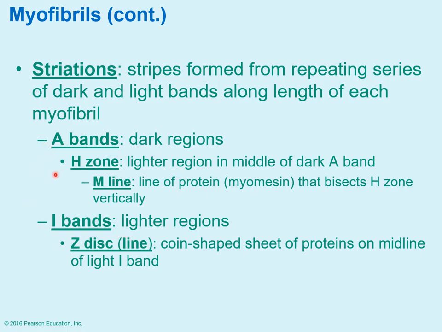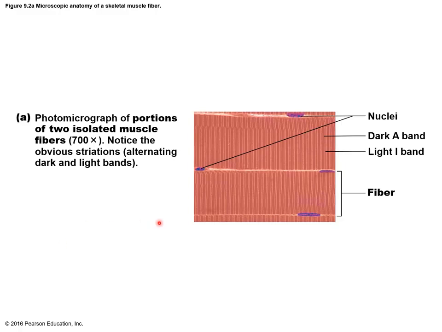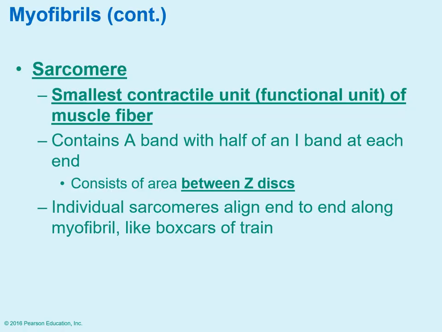Within the A band, there's a darker A band, and in the middle of it, there's a lighter region, and that's known as the H zone. And then there's some protein that kind of bisects it in the middle that's known as the M line. In the I band, there's what's known as a Z disc. And we're going to look at some more of this in a moment. So right here you can see the dark band and the light band. The sarcomere. We're going to bring all this information together in a minute.